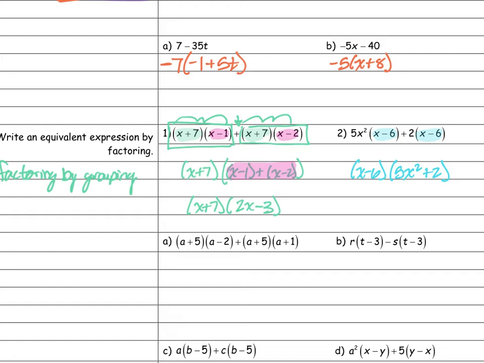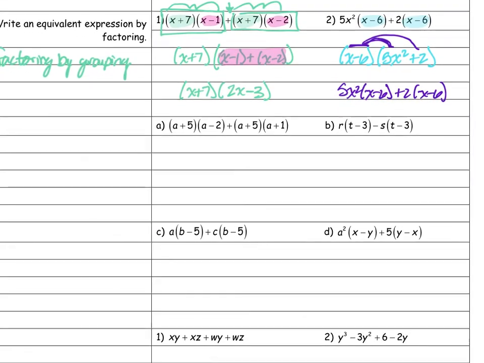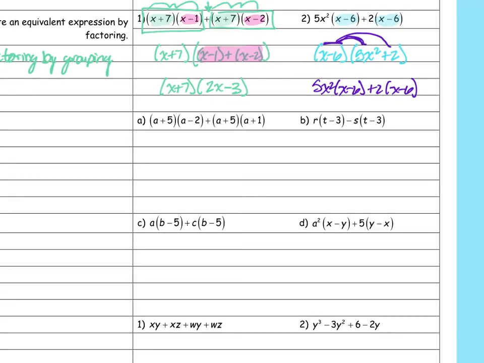I think this one's a little easier to see. If I distribute this back out, this whole thing times this, and then times this, you do get 5x squared times x minus 6 plus 2 times x minus 6. So they just distribute it back out. That's how they did it. So there's another way to look at it to make sure that I've got the right answer. So I want you guys to go ahead and try A and B and C and D, I guess. Sorry, I didn't realize that there were 4 of them. So try those ones.